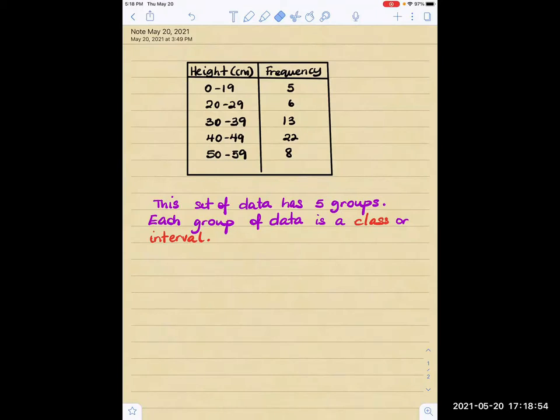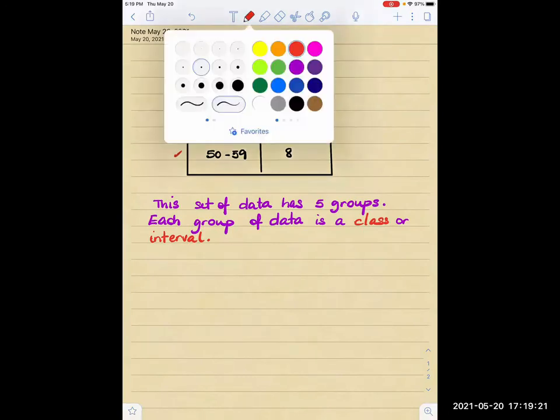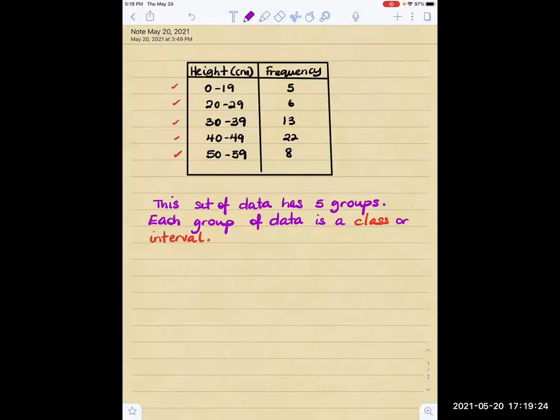So on my table, we have 5 groups. The first being 0 to 19, second 20 to 29, third 30 to 39, fourth 40 to 49, and fifth 50 to 59. We have the corresponding frequencies for each group. And this set of data, as you can see, has 1, 2, 3, 4, 5 groups. So the data has 5 groups, and each group of data is a class or an interval.